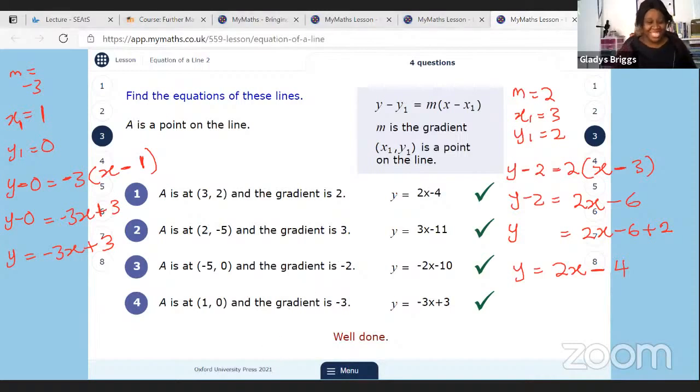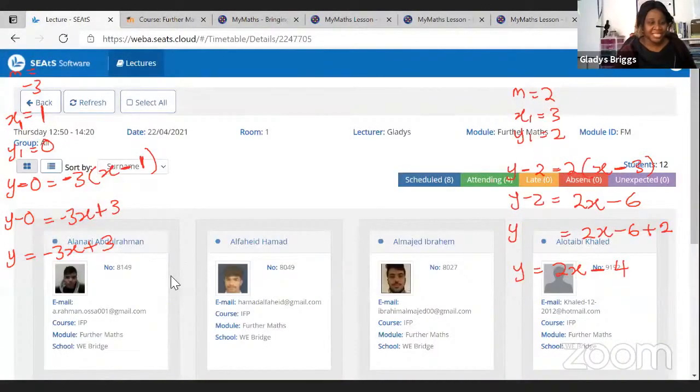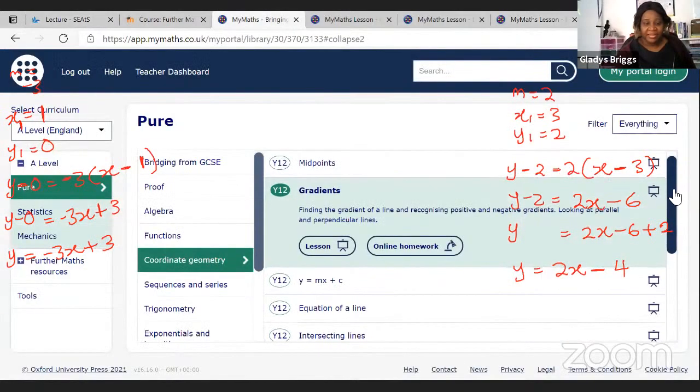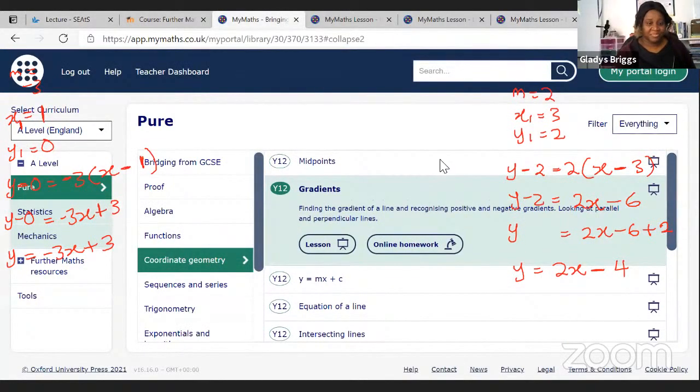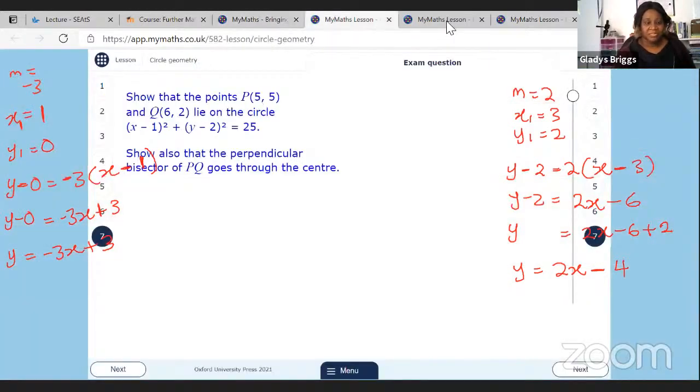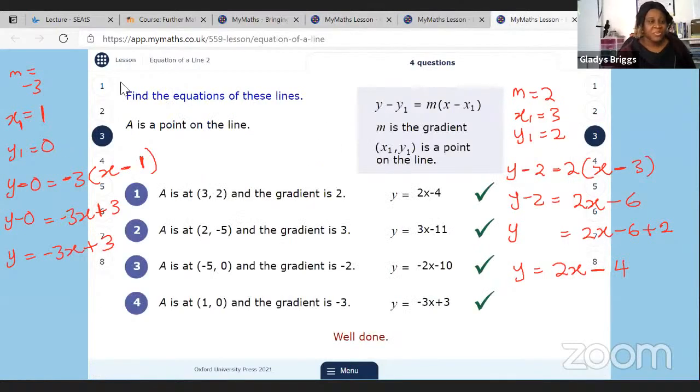Khaled Alotaibi. Okay, that's fine. Let me mark you in, all right? Khaled. Where's Khaled now? Okay. So we've done those. We can do them now. Yeah. So I can take these off.